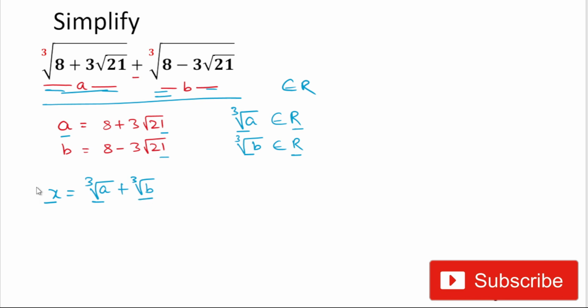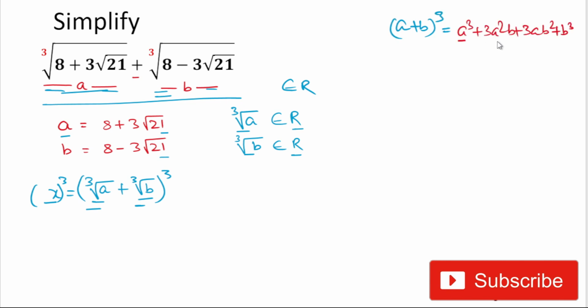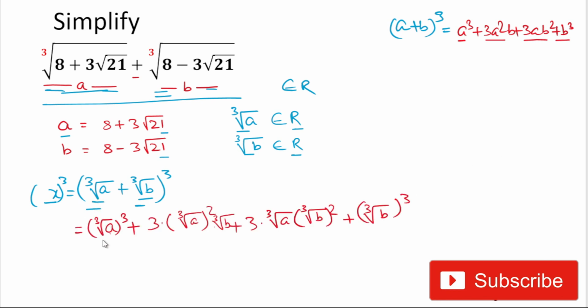Now for further solution, we'll cube both sides. So it is in the form of a plus b whole cube. The formula of a plus b whole cube is a cube plus 3a square b plus 3ab square plus b cube. So likewise we'll write it here. Here we have elaborated this expression: a cube plus 3a square b plus 3ab square plus b cube.